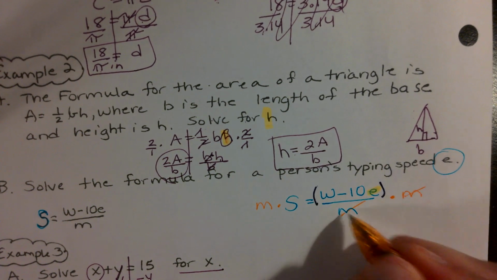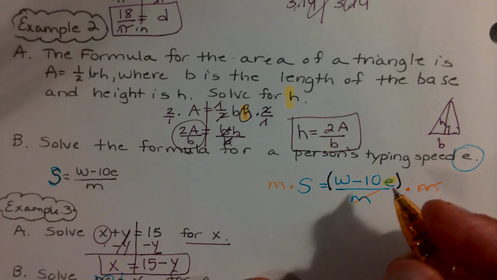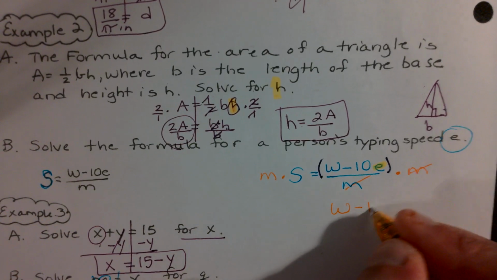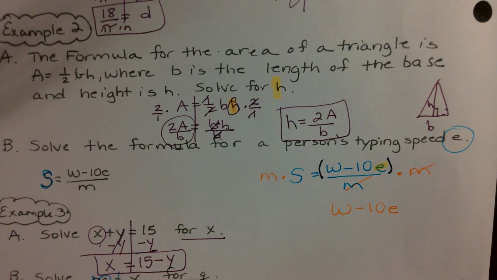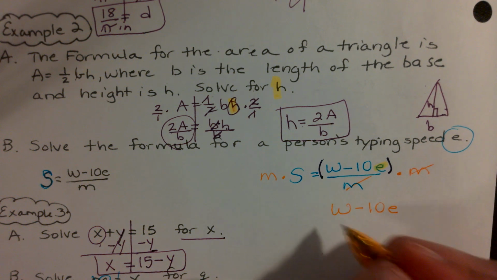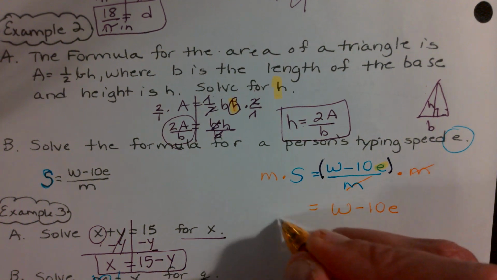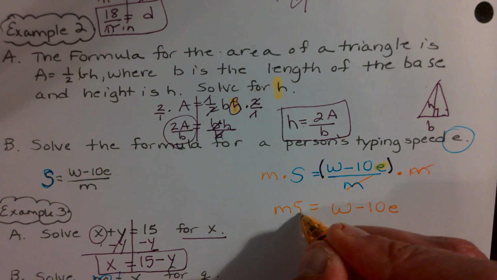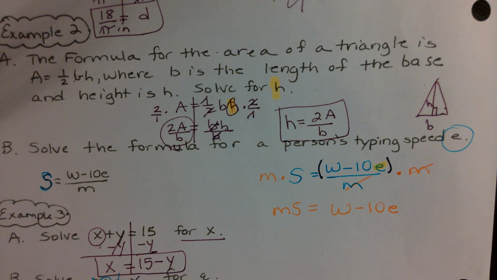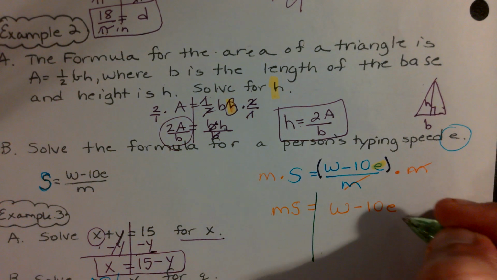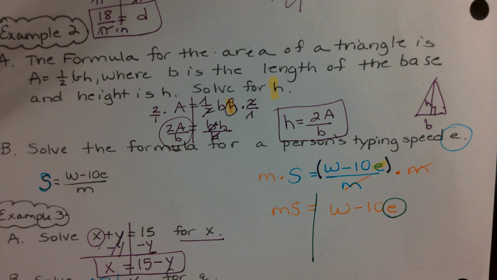The M's cancel. I'm left with W minus 10E. Can I drop the parenthesis now? Yes, because the M's gone, so I finally can break those apart. And I have MS. I don't like that color. No, I don't. Draw your line, locate your variable. I got to get that alone.